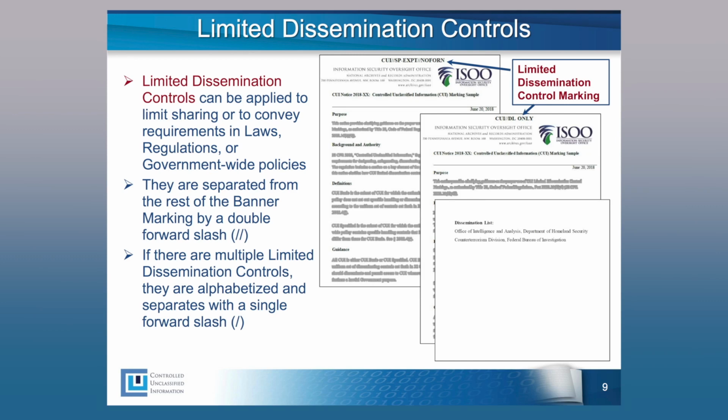This slide shows two examples of CUI with limited dissemination control markings. The first is marked with no foreign, which means that it can only be disseminated to U.S. citizens. The second is marked with DL only, which means that the information can only be disseminated to those on the accompanying dissemination list. Please note that when this control is used, you must include on a separate sheet or somewhere apparent on the document a list of individuals, organizations, or entities that can have access to the information. In the example on the screen, there is a separate page that specifies that only those in DHS's Office of Intelligence and Analysis and the FBI's Counterterrorism Division can access this document.